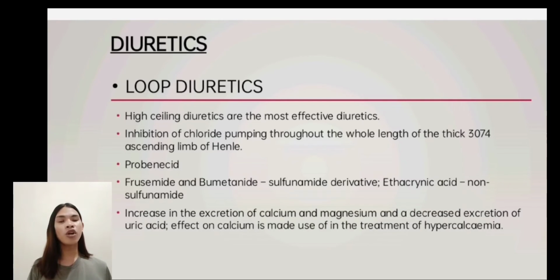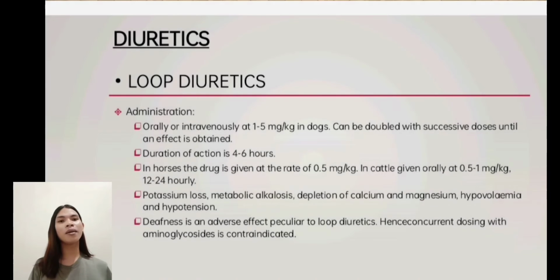After administration of loop diuretics, there is an increase in the excretion of calcium and magnesium and decreased excretion of uric acid. Thus, the effect on calcium is made use of in the treatment of hypercalcemia. The loop diuretics are readily absorbed from the gastrointestinal tract and can also be administered parenterally. They can be given orally or intravenously at 1 to 5 mg per kilogram in dogs, which can be doubled with successive doses until an effect is obtained. The duration of action is about 4 to 6 hours.